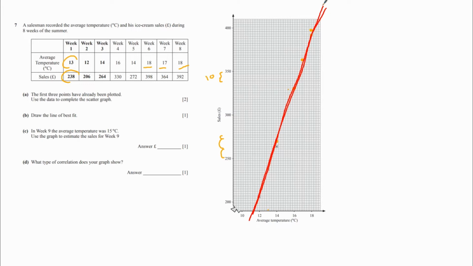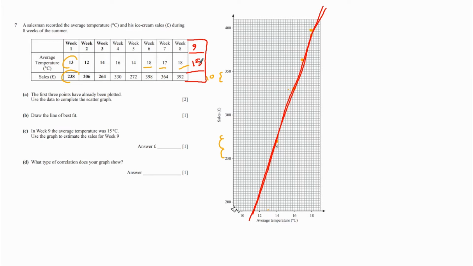Now, part C: in week 9, the average temperature is 15. So week 9 is somewhere outside this. Week 9 is here, and the average temperature is 15. Use the graph to estimate the sales for week 9.